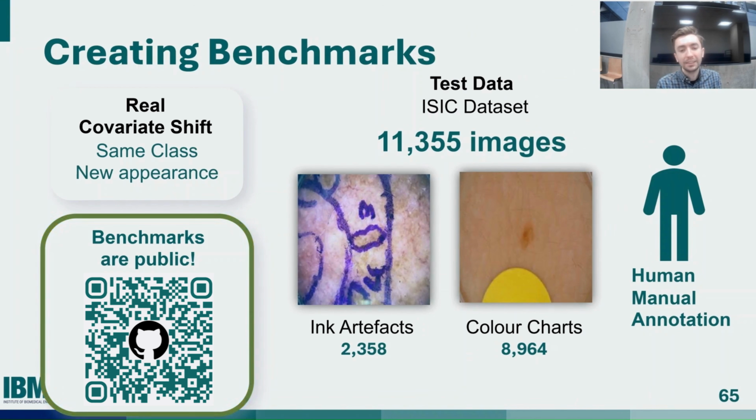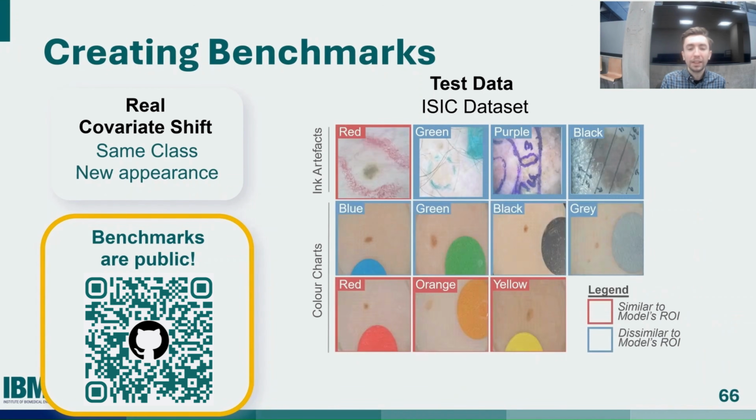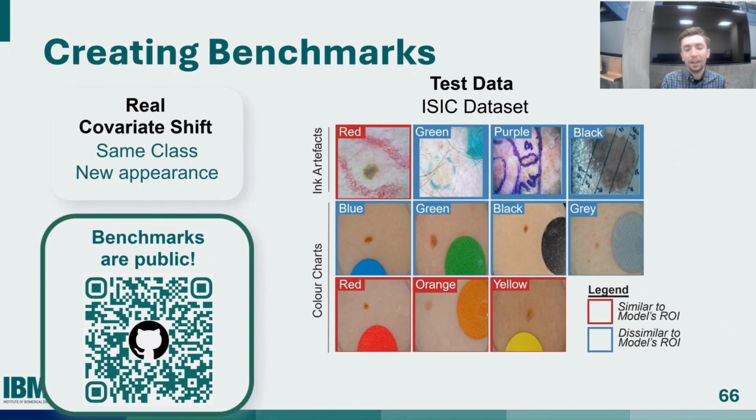Once the model was trained, we then tested it using OOD artifacts. So we manually annotated 11,355 images, again using a human manual annotator, where we have ink artifacts and color artifacts. We then separated these into colors which were similar to the model's region of interest and dissimilar to the model's region of interest. So for our ink artifacts, we've got red as our similar, and green, purple, and black as our dissimilar. And for the color charts, we've got red, orange, and yellow as our similar, and blue, green, black, and grey as our dissimilar.